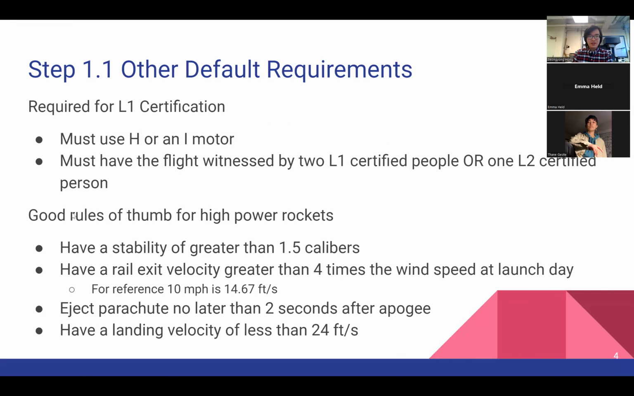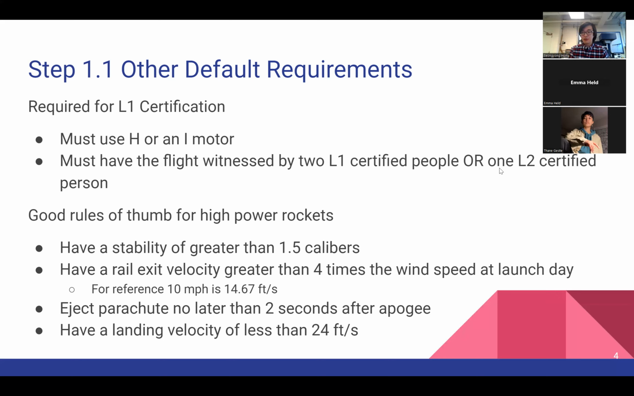So I'm just going to quickly go over the other default requirements. These are just good practices for high power rockets and what you're specifically required for the L1. For the L1, you must use an H or an I class motor, and you must have that flight witnessed by 2 L1 certified people or 1 L2 certified person. That's a requirement. And here are some other good rules of thumb. I'm just going to fly through them. You need a stability of greater than 1.5 calibers, and you need a rail exit velocity of greater than 4 times the wind speed on launch day.